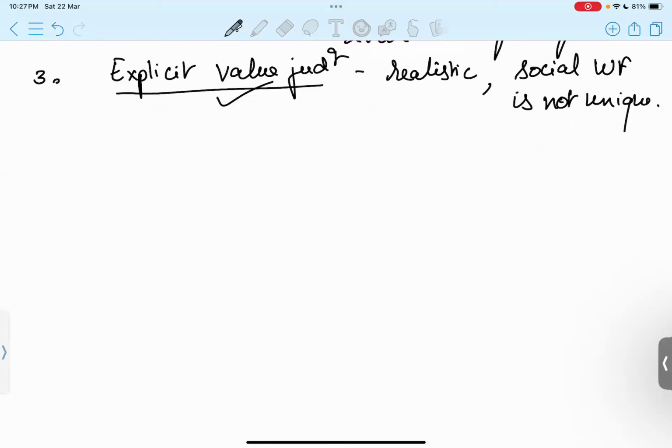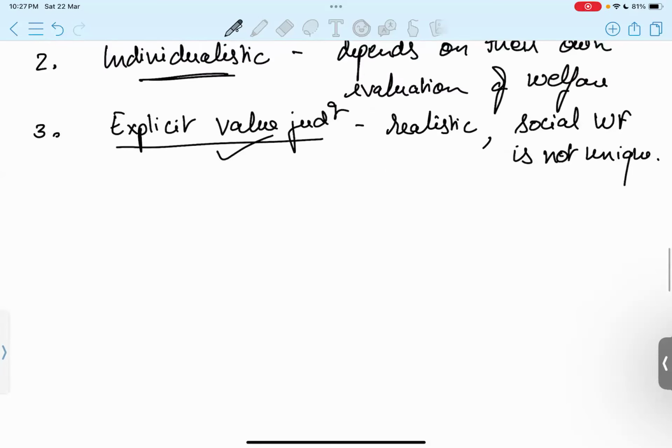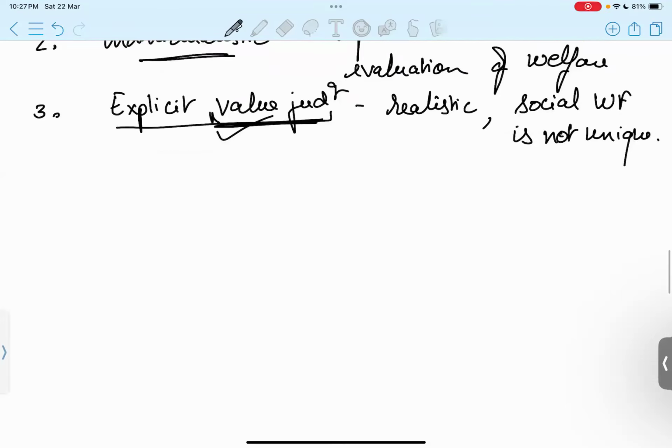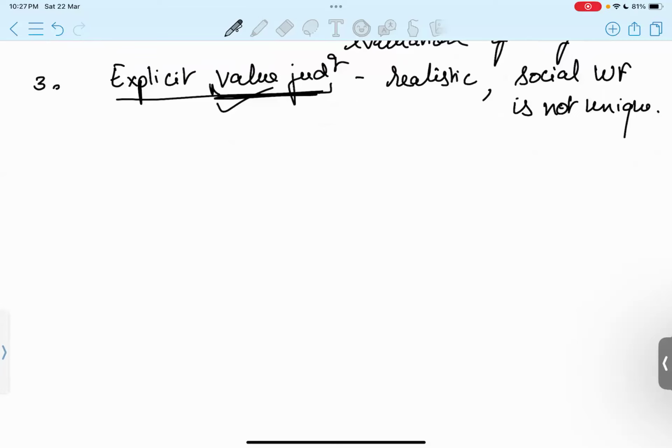So here we have already seen what value judgments are. These are ethical notions, and they are not scientific in nature, not a scientific method. So we say that under Bergson, further, we are still on this only, he says value judgments must be consistent. They must be consistent in nature.